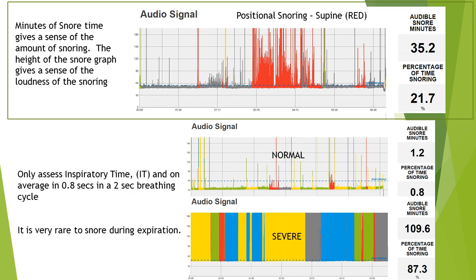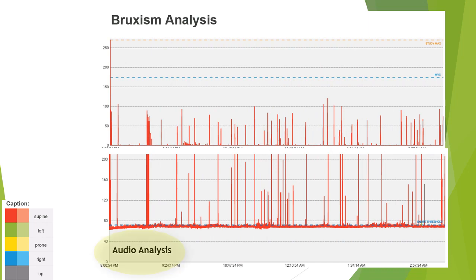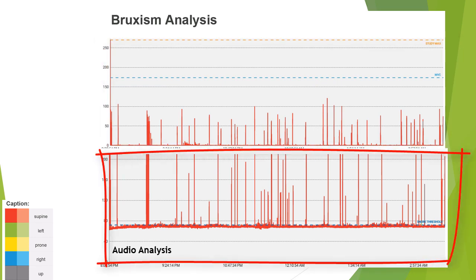Another cool feature, we call it audio analysis, because if you don't snore and you clench or grind, we can hear it, and this is not a duplicate graph. The top part of the graph is the bruxism, and the bottom part's the audio. So I just thought that was a cool comparison.